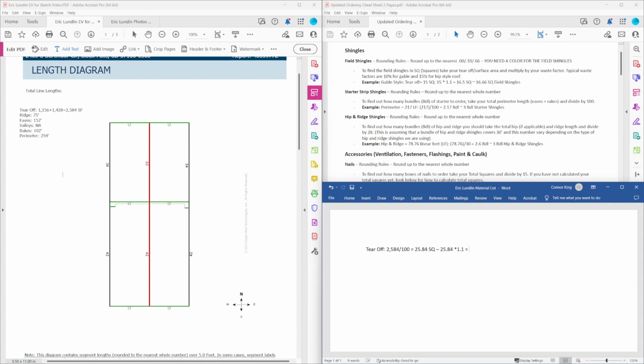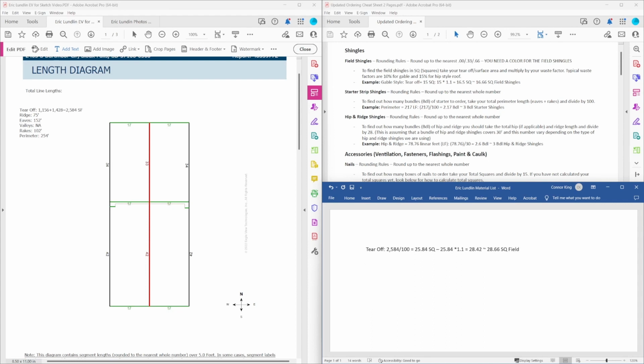Get 25.84 times 1.1, which gets us 28.42, and we're going to round that up to the nearest 0.66 to have 28.66 squares of field.